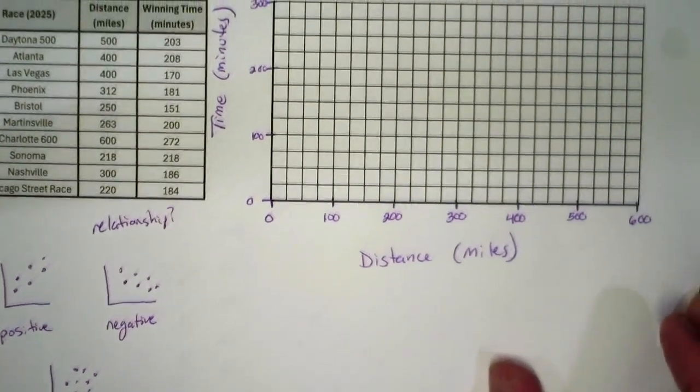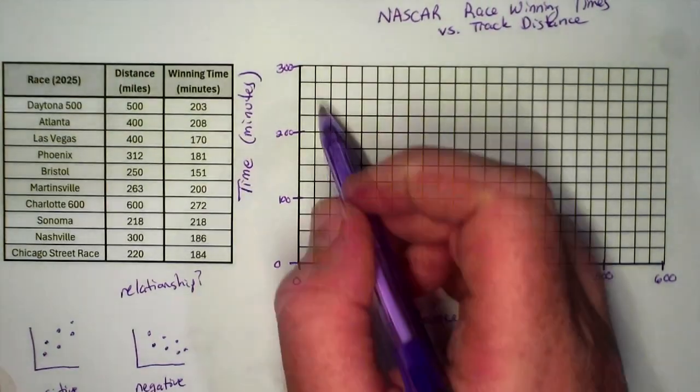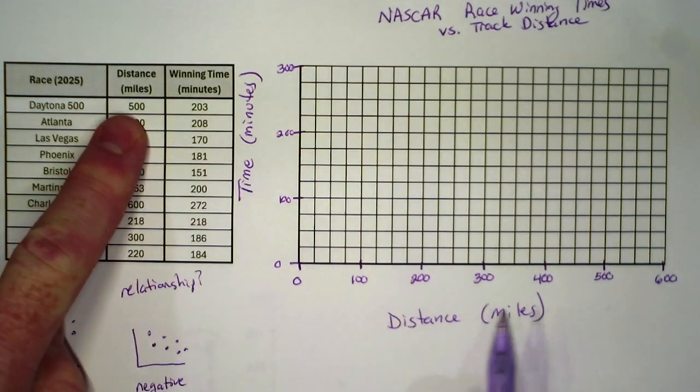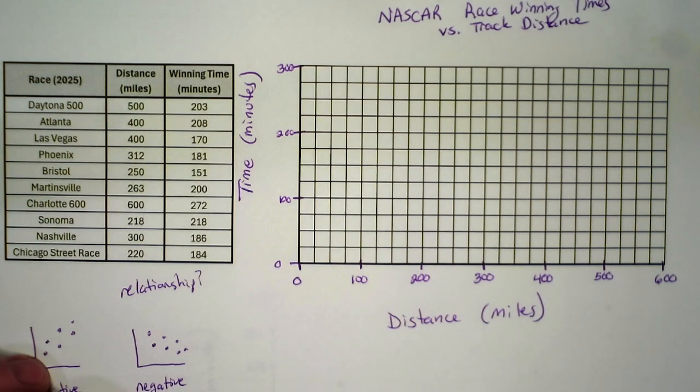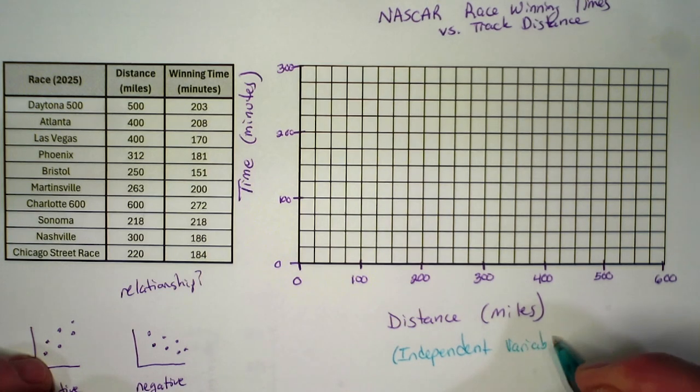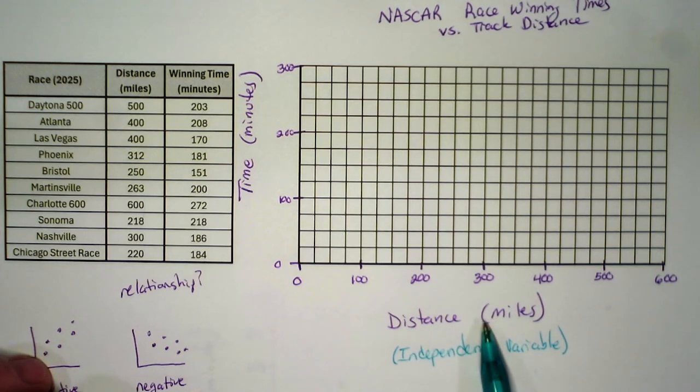Okay, so what we need to do for a scatter plot, it's kind of all about defining the scales of our graphs. So first thing we need to decide is which variable goes where. This axis down here is called the independent axis. It's also usually called the x-axis, because when we get into algebra and graphing, x is the horizontal axis. Okay, but independent because the distance of the race does not depend on something else. The distance of the race is defined ahead of time.